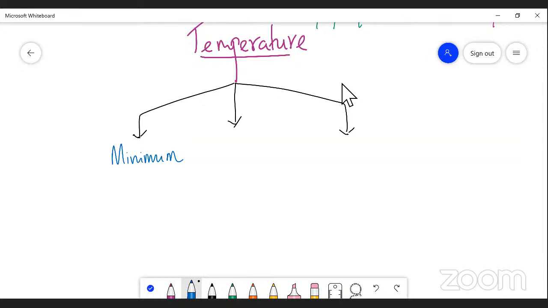So first of all, in minimum temperature, what will happen in the plant is that the physiological activities are very low. That means the rate of respiration, photosynthesis and growth are decreasing in the case of minimum temperature. These physiological activities may increase when optimum temperature is available.